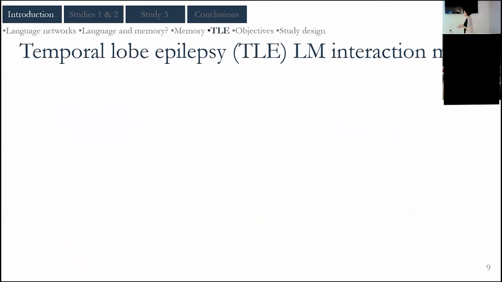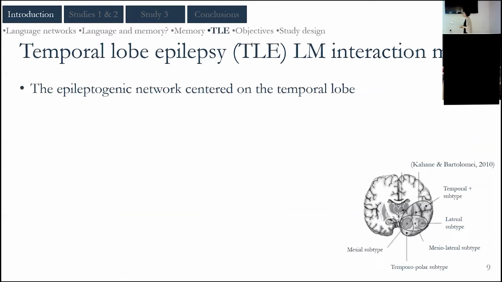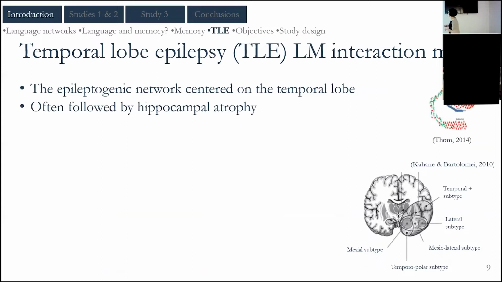However, there is another type of neurological disorder that can serve as a model for studying this interaction between language and memory. That is temporal lobe epilepsy. Why? Well, to begin with, because the epileptogenic network that is engaged in seizure propagation in these patients is focused on the temporal lobe. Also, it is usually followed by hippocampal atrophy, that is, different patterns of hippocampal cell loss.